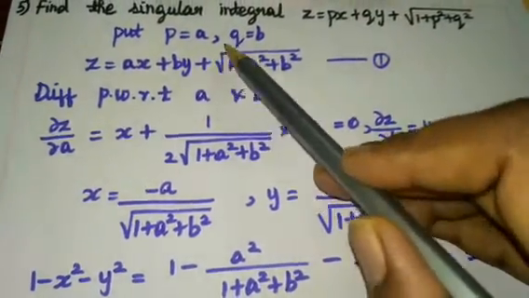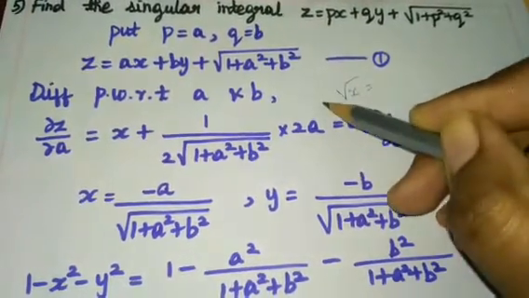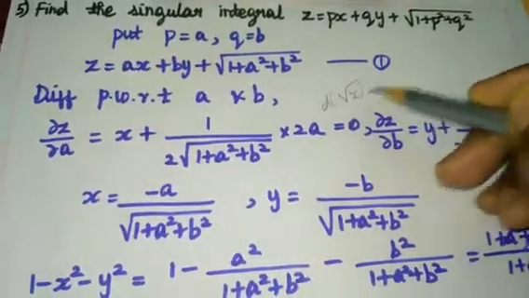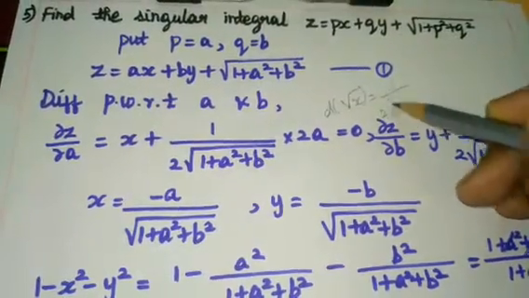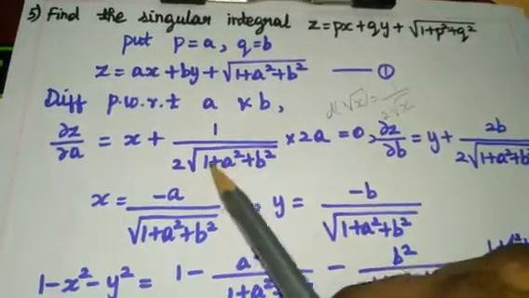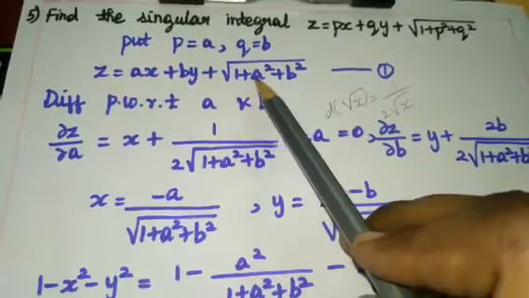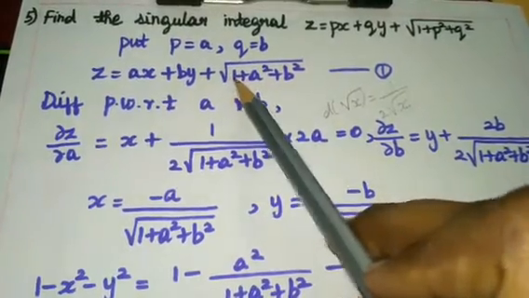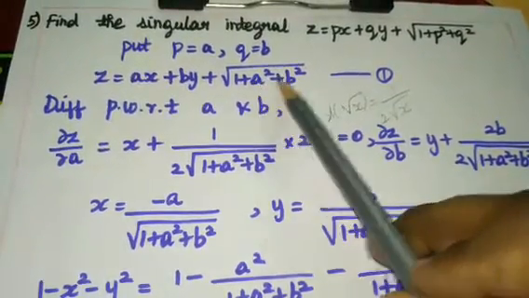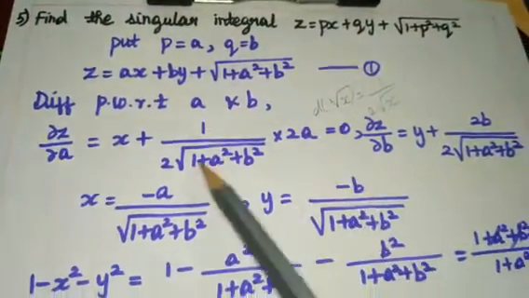Again this term root, therefore by the formula, differentiation of root x is 1 by 2 root x. Therefore 1 by 2 root of 1 plus a square plus b square. Again differentiate this term 1 plus a square plus b square. 1 becomes 0, a square becomes 2a and b square becomes 0. Therefore 2a. So this 2 and 2 get cancelled.